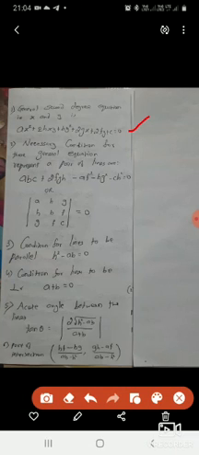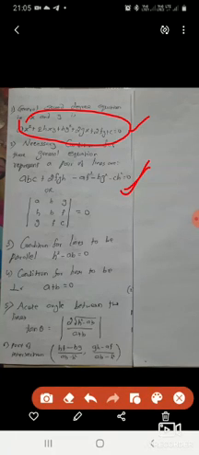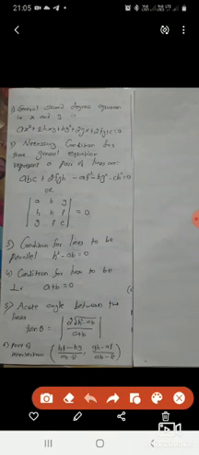If it represents a pair of straight lines, then the necessary condition for the general equation to represent a pair of lines is this one. Any second degree equation, if it satisfies this condition, then we can say the particular equation represents a pair of straight lines, because a second degree equation may represent a circle also. This is a necessary condition to verify whether the given equation represents a pair of straight lines or not.